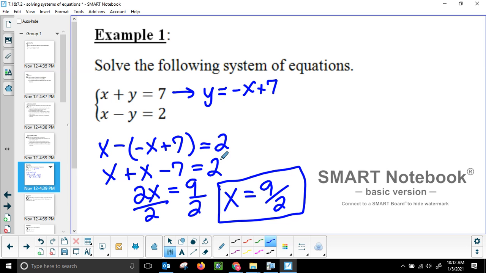All right, now do remember that when we are solving a system, we're looking for a point of intersection, essentially, okay? So we need an x and a y. All right, well, luckily I have something right up here that says y equals. Now that I know what x equals, I can simply plug that in up here. So now I know that y is equal to negative 9/2 plus 7. Well, 7 is just 14/2. So negative 9/2 plus 14/2 is 5/2.